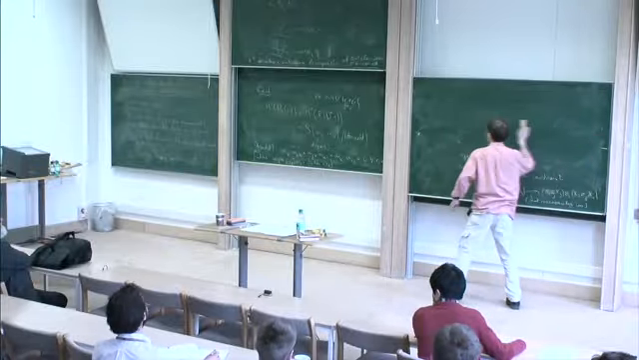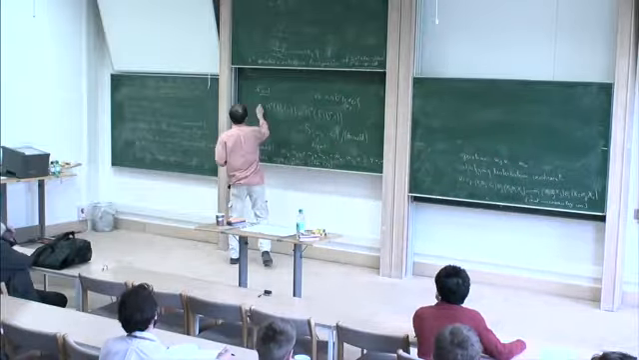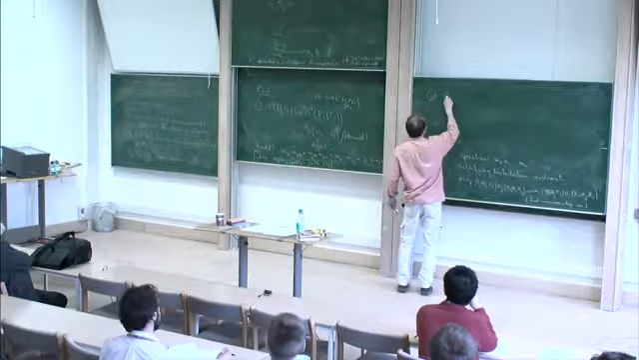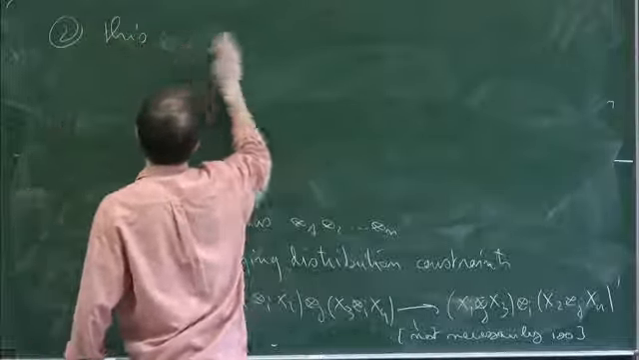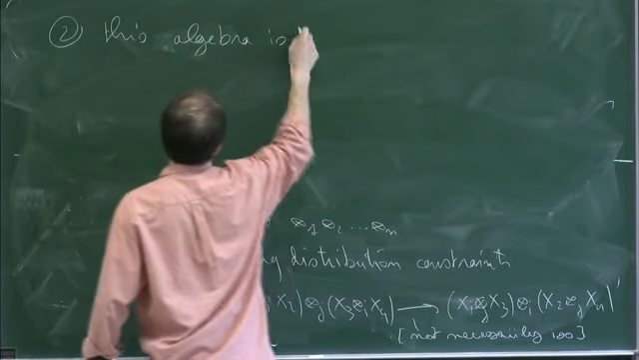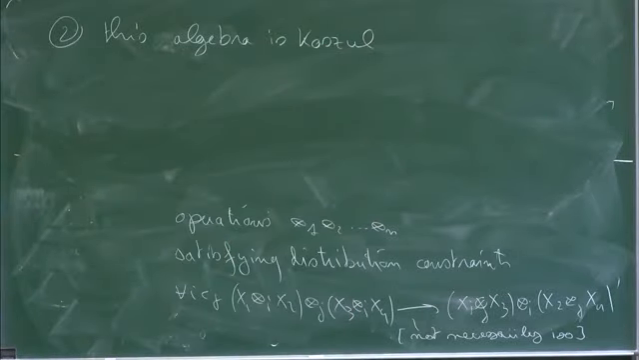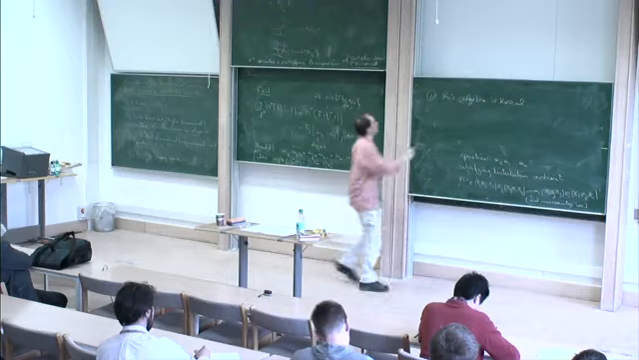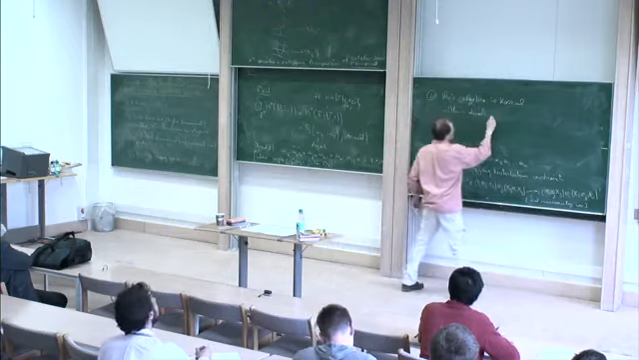So the fact is that this operad is Koszul. You have this first statement. Second statement, this operad is Koszul. This algebra, sorry. So I call this algebra A. The dual of the form like that.